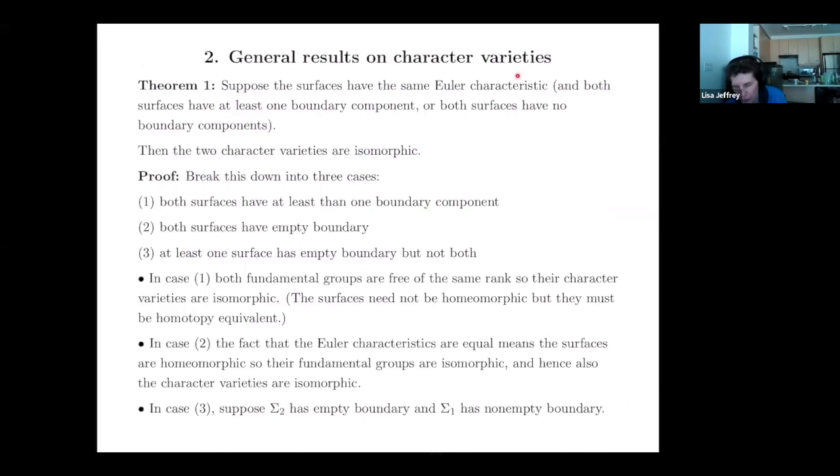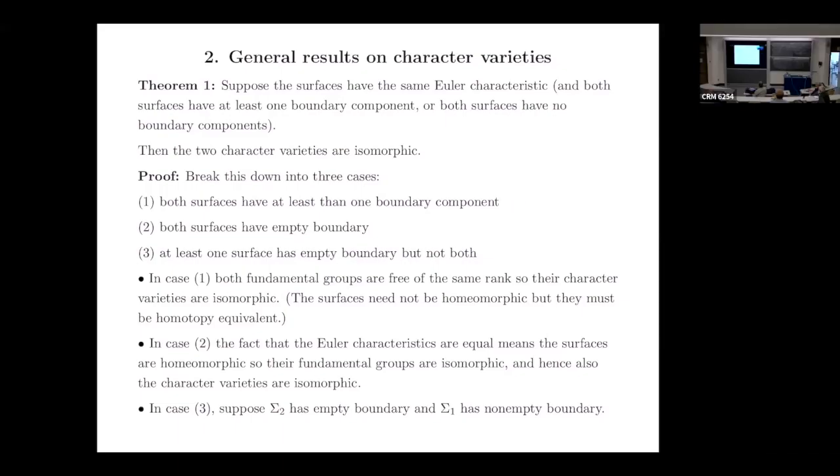Oriented surfaces. So there are a few general results about character varieties. One is that if sigma 1 and sigma 2 have the same Euler characteristic, and both surfaces have at least one boundary component, or both surfaces have no boundary components, both are closed, in that case, the two character varieties are isomorphic. I won't spend too long on this, or maybe I'll come back to it. Basically, case by case.